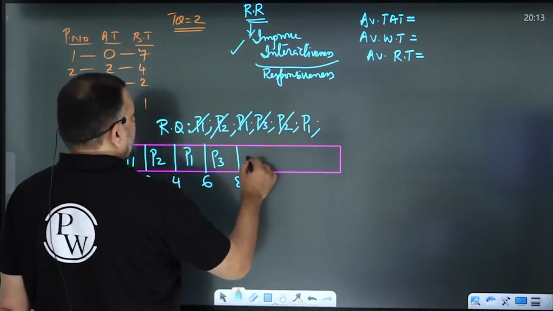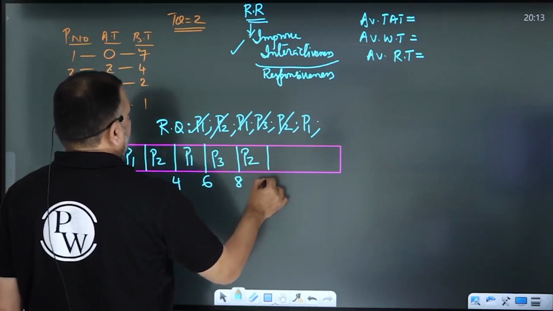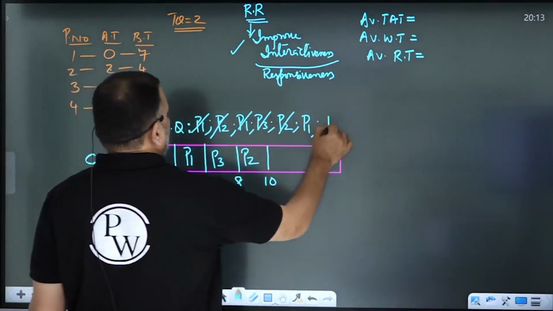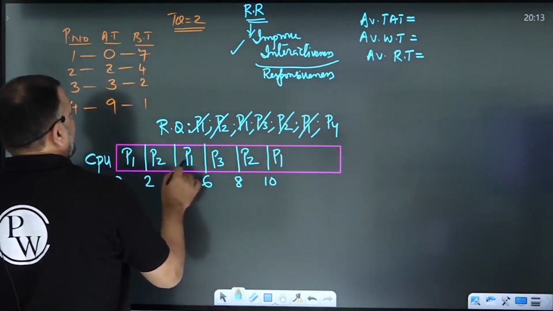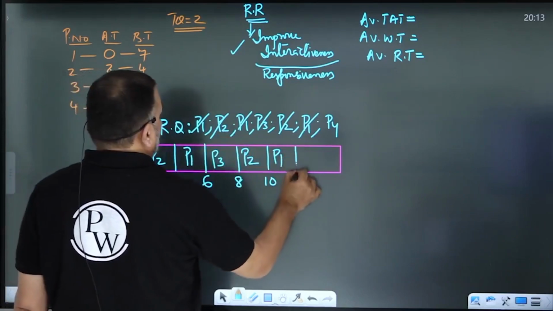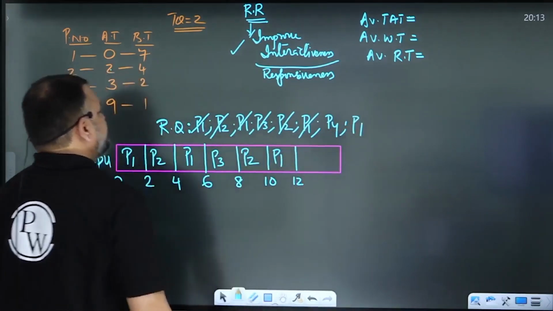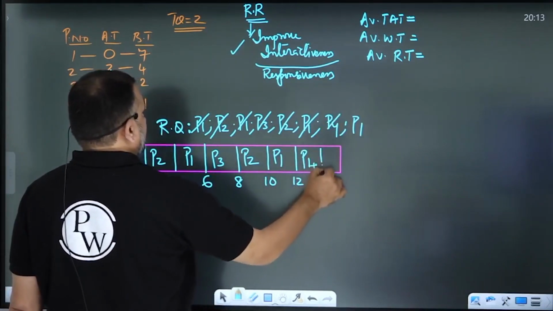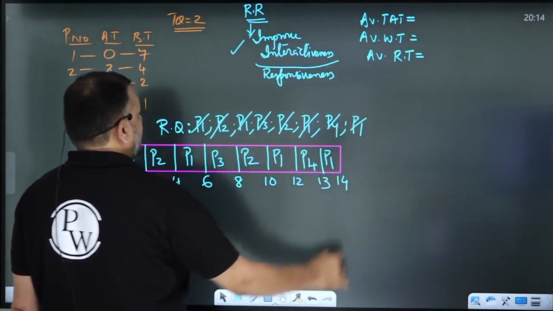Next, P2 will take the charge. P2 earlier ran for 2 units, so another 2 units it will run, and it completes at 10. But between 8 and 10, new process P4 has already joined the queue, so add it. Then P1 will take the charge. P1 earlier ran for 4, so another 2 units it runs, until 12, and P1 is added to the queue. Then finally P4 runs, it needs 1 unit, so it completes at time 13, and then finally P1 needs 1 unit and completes at time 14.